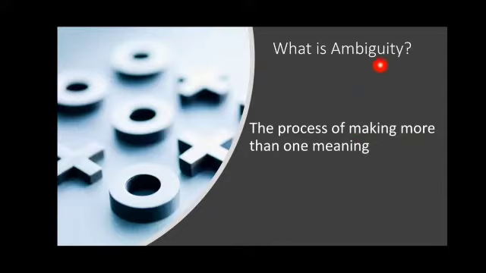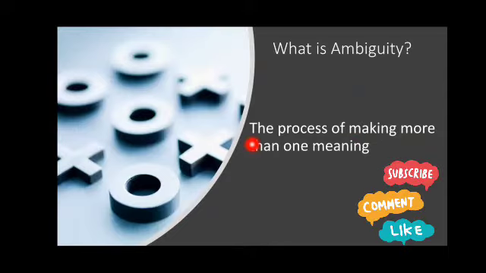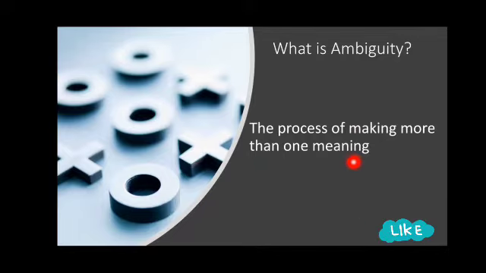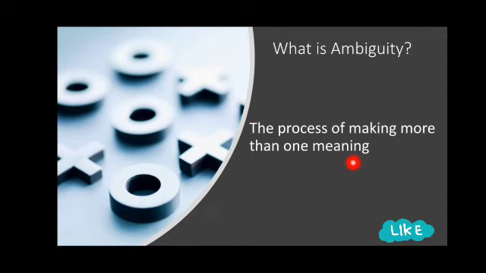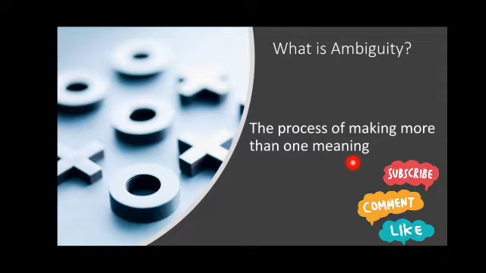So what is ambiguity? The process of making more than one meaning. When a structure gives more than one meaning or a lexeme gives more than one meaning, we call that structure an ambiguous structure, or we call that word an ambiguous word.